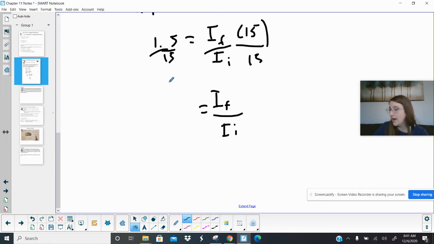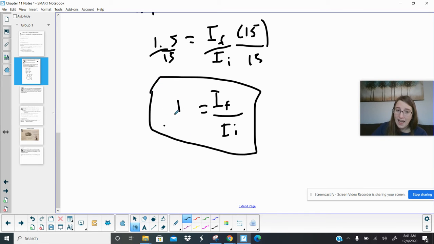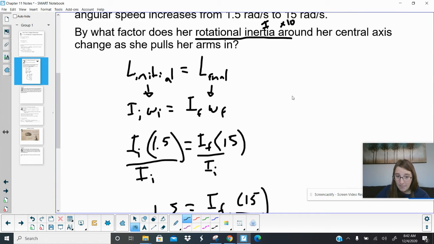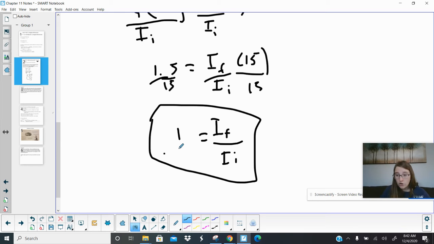Let's get 1.5 divided by 15. This is going to be 0.1. So that's actually our answer. That is the factor that the rotational inertia changes by. Notice that the angular speed increased by a factor of 10. The inertia decreased by a factor of 0.1. That's not a coincidence, right? Again, we have to have this change for momentum. If I change my velocity, my inertia has to change in response and in the same way.